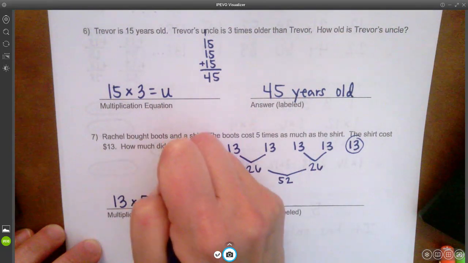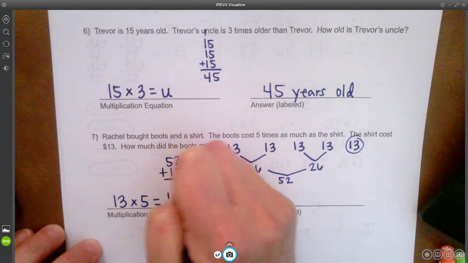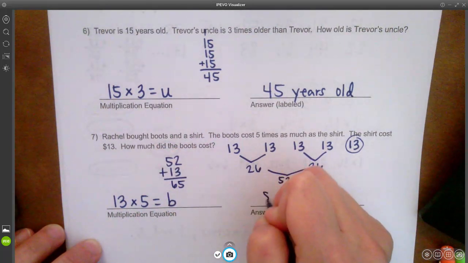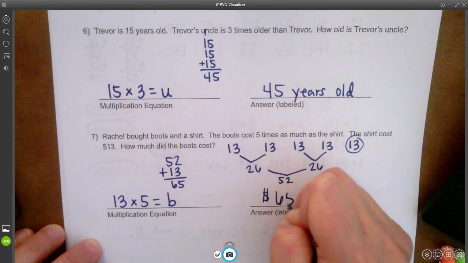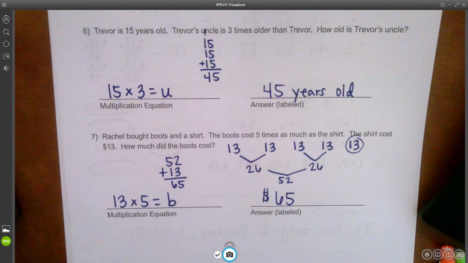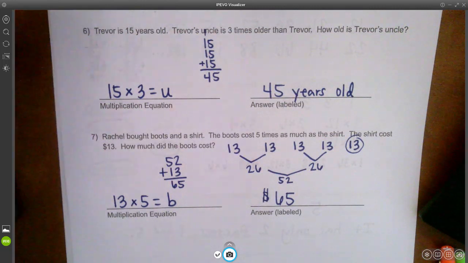So 52 plus 13. And it doesn't matter how you figure it out, but you should get an answer of 65. And you could label it with the word dollars. You could also just use a money symbol as your label. Okay? All right, moving on.